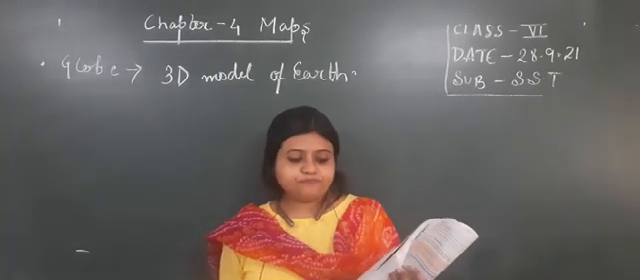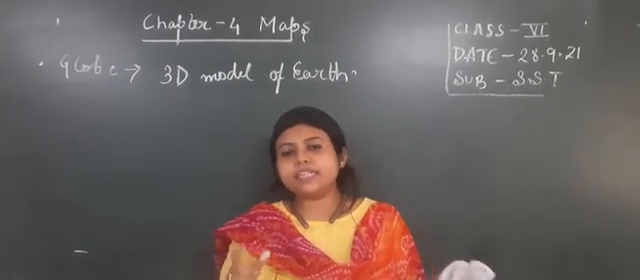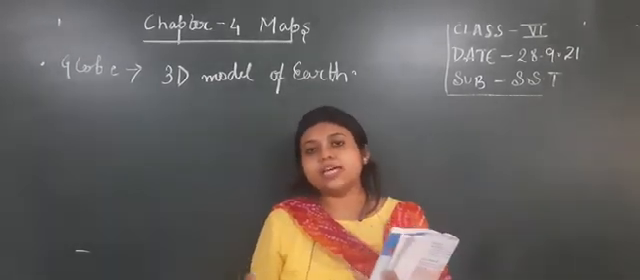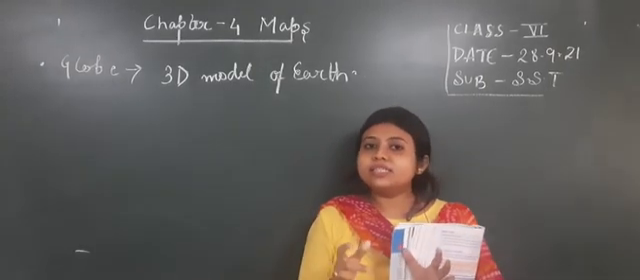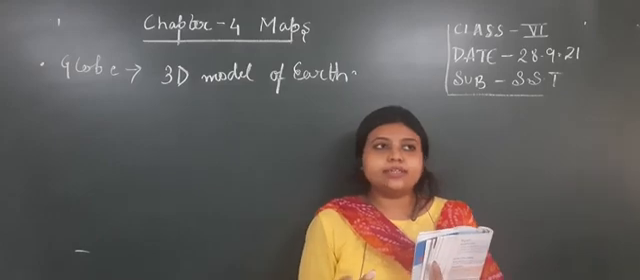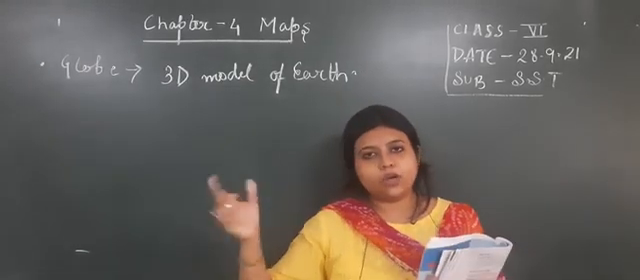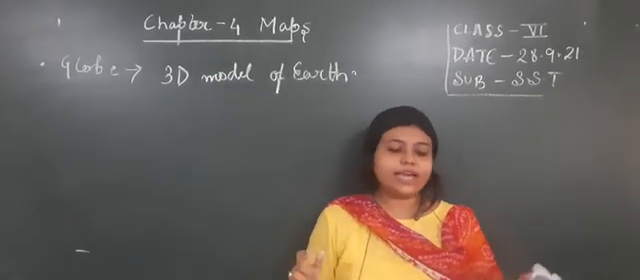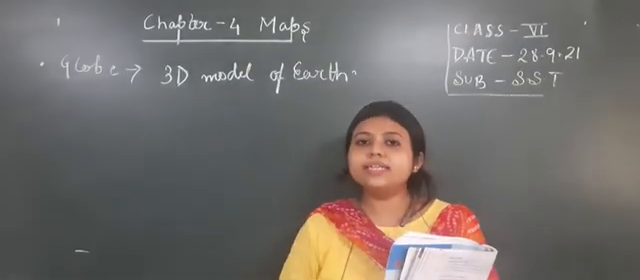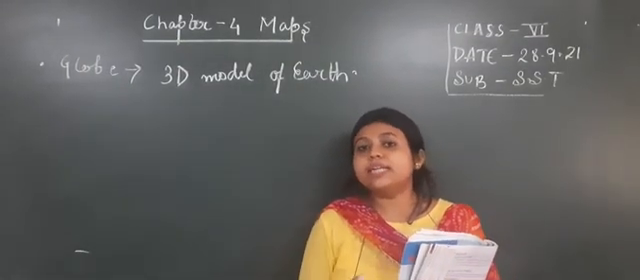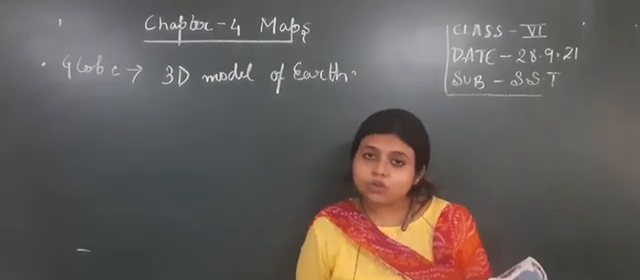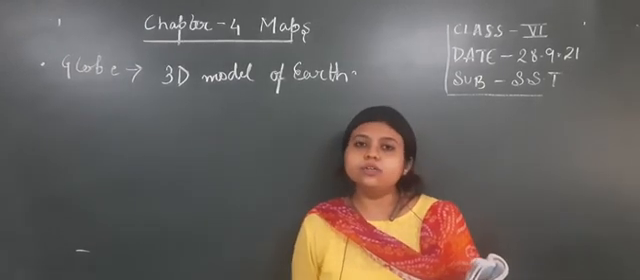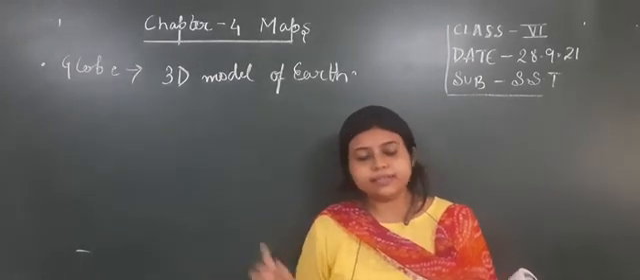Next, it shows the relative shapes and sizes of how the continents and the oceans are located, their directions, everything we can see in exact position. If you want to know where the Bay of Bengal is, then we can easily take the globe and see it there. In the same way, it shows the relative shape and size, not the exact one, and the direction in which a particular place is located. We can observe oceans and continents through the globe.